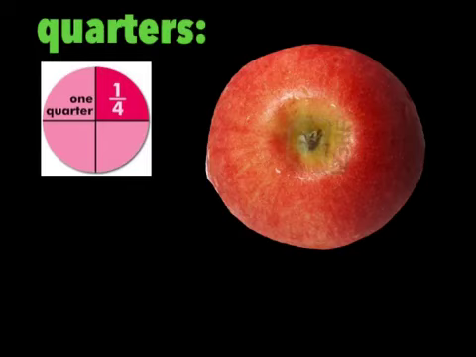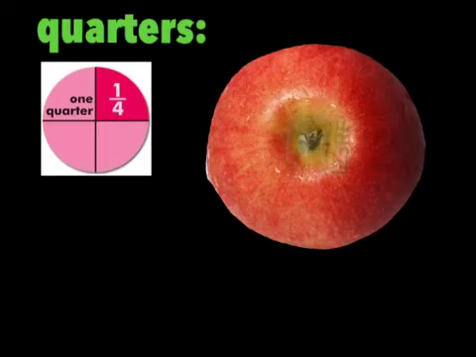Right, now let's have a look at quarters. Quarters are different to halves. When we had halves, there were two equal parts. In this fraction, quarters, there are 1, 2, 3, 4 equal parts. Sometimes quarters are called fourths. Here's the fraction 1/4.